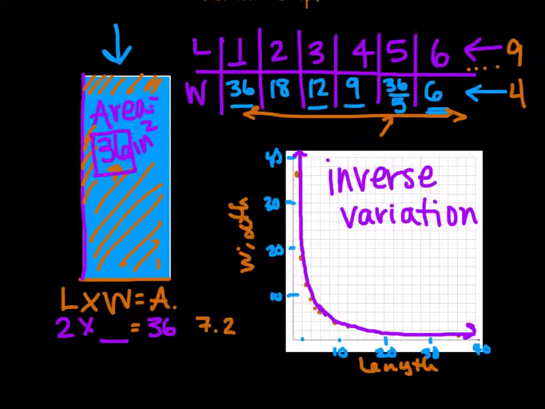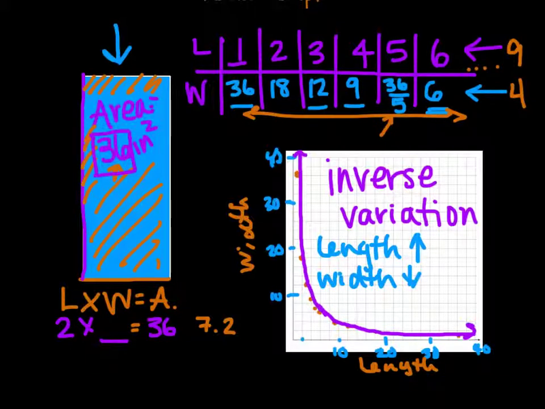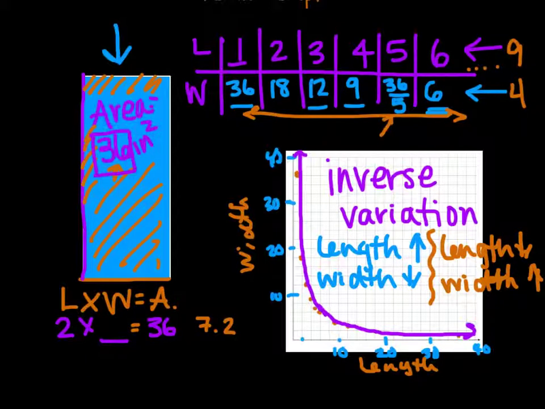But essentially, if the length increases, the width decreases, and we can also say the same for if the length decreases, the width will increase. So that's the concept of an inverse variation.